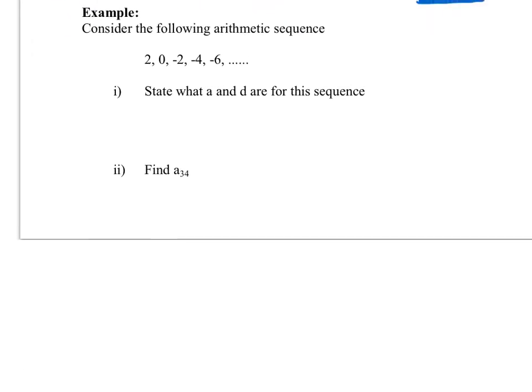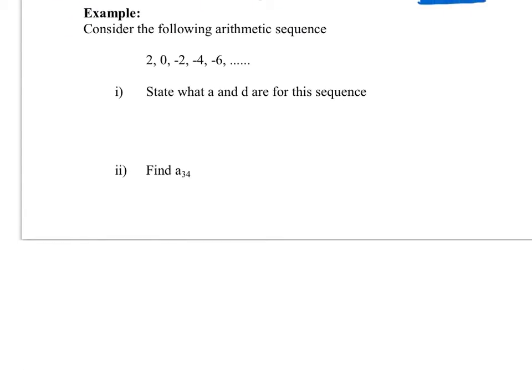The next example is exactly the same as the previous one. I just use a new arithmetic sequence. Now, part A of the question is fairly straightforward, hopefully. You're asked to state what A and D are for this sequence. Now, A is very straightforward because A is just the first term. So A in this case is just equal to 2. D is the common difference.